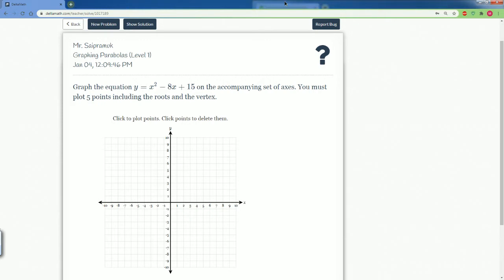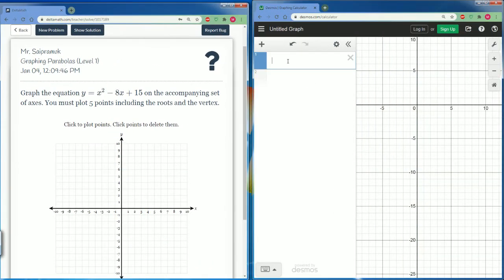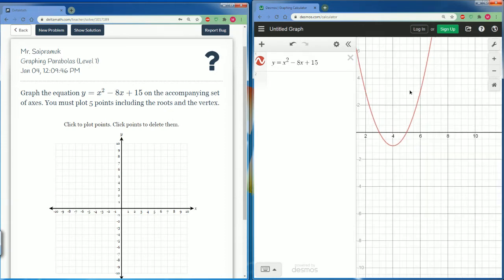All right, so let's take a look here. We're going to just use Desmos to make our life so much easier. And we just type in the way we see it. Y is equal to x squared minus 8x plus 15. All right, let's zoom in to help us out.